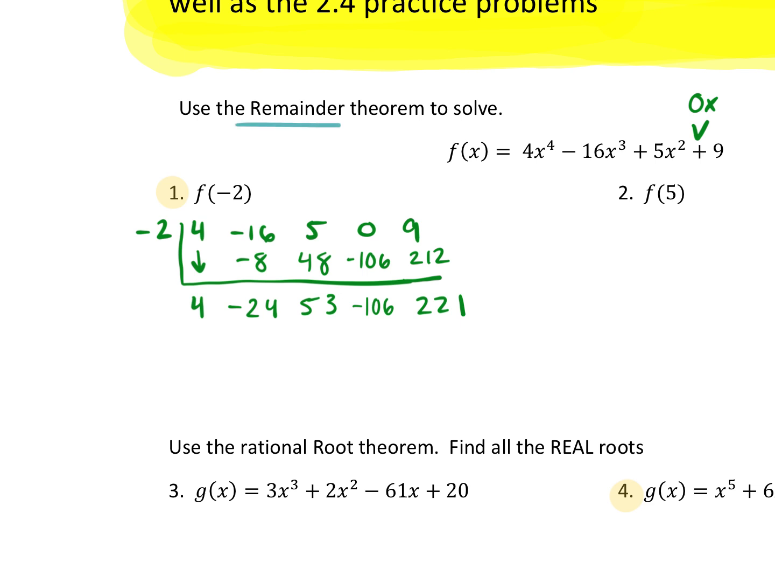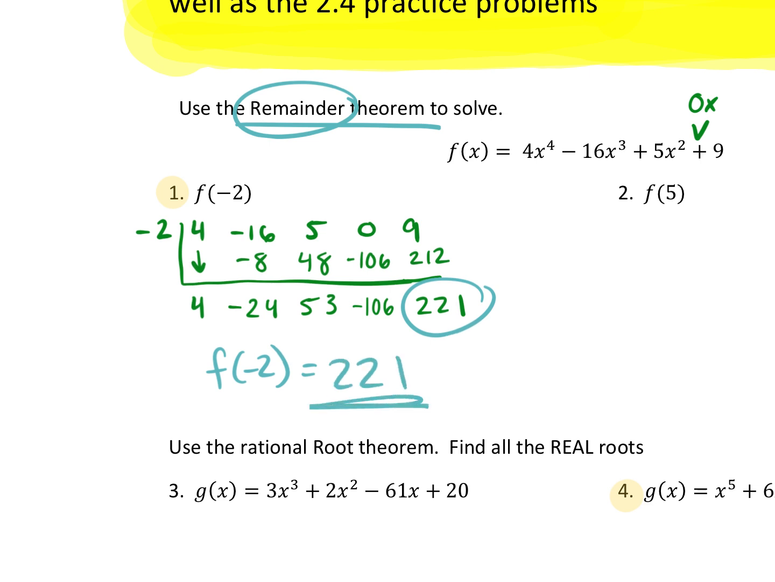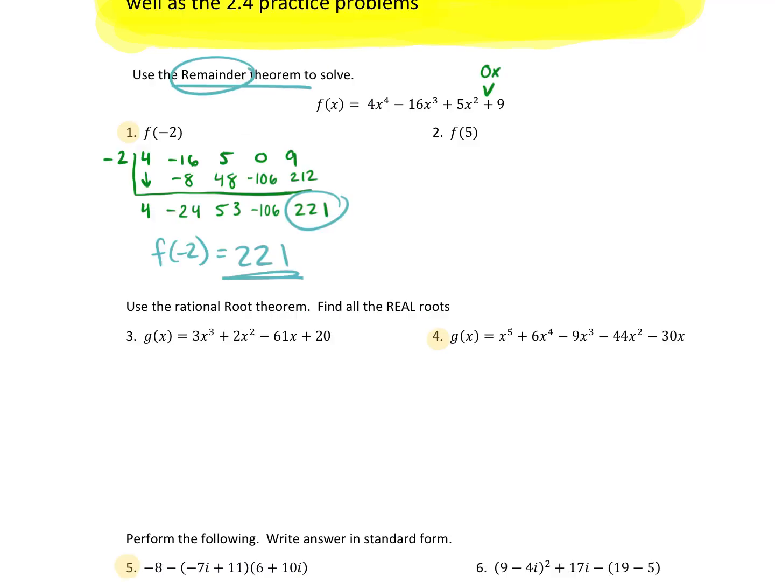Awesome. The remainder theorem, it's just the remainder that's our answer. So f of -2 equals 221. So 221 is our answer. If you put 4x to the 3rd power minus 24x squared and all of your terms, I took points off on the quiz. When you're using the remainder theorem to solve, it is just the remainder that's your answer.